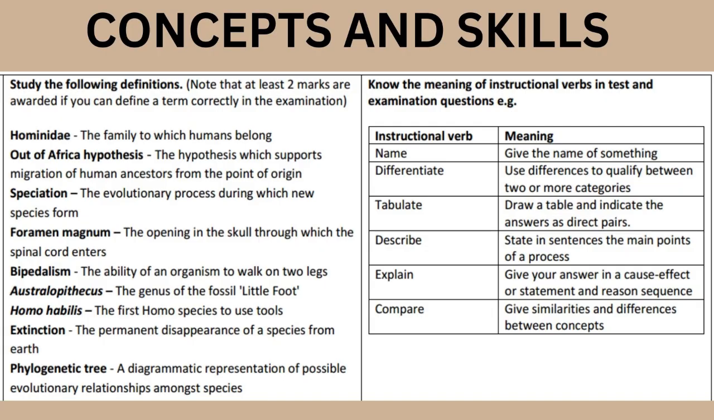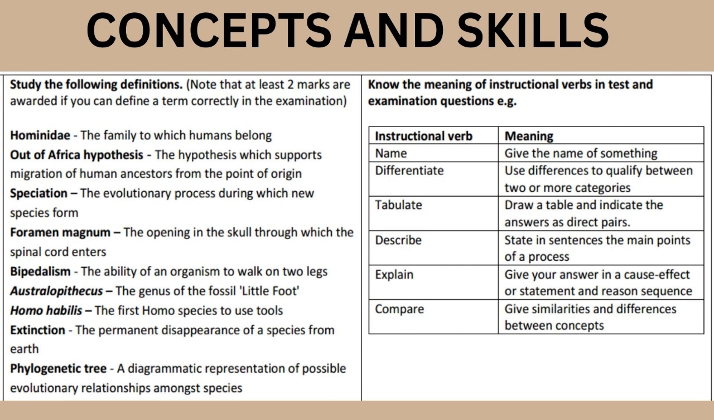Concepts and skills. Study the following definitions. Note that at least 2 marks are awarded if you can define a term correctly in the examination. Hominidae, the family to which humans belong. Out of Africa hypothesis, the hypothesis which supports migration of human ancestors from the point of origin. Speciation, the evolutionary process during which new species form.